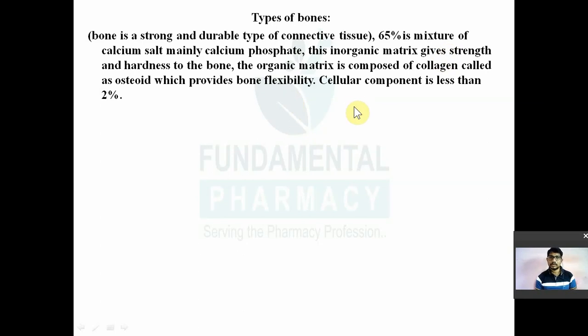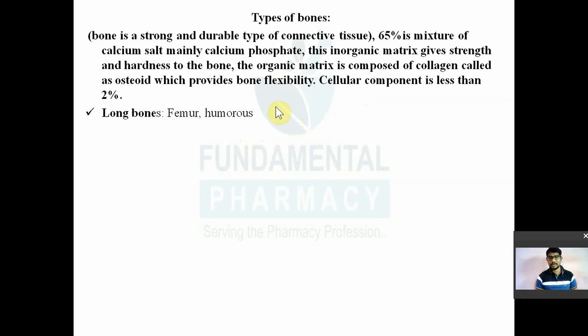Now the cellular component is less than 2%. Bone में सेल्स कितने हैं, less than 2%. सेल भी कौन से होते हैं: ओस्टियोसाइट्स, ओके, osteoblast and osteoclast. There are three types of cell present in the bone: osteocytes, osteoblast, osteoclast. That is the introduction to bone.